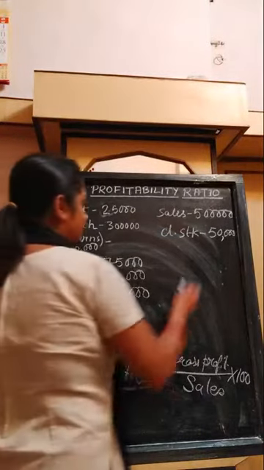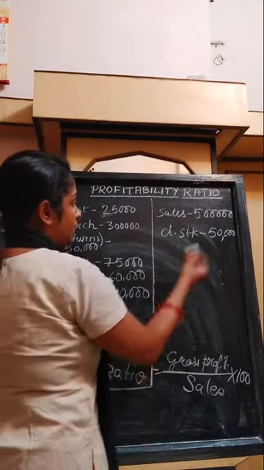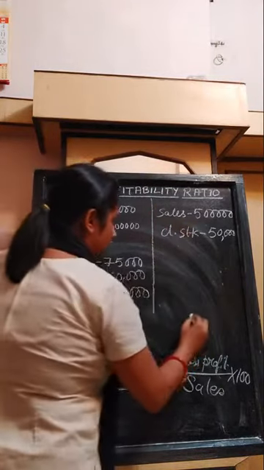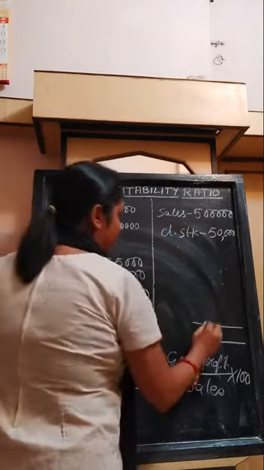Let's do it. Like a trading account, first we will add the sales and the closing stock. The sales and the closing stock give you a total of 5,50,000.